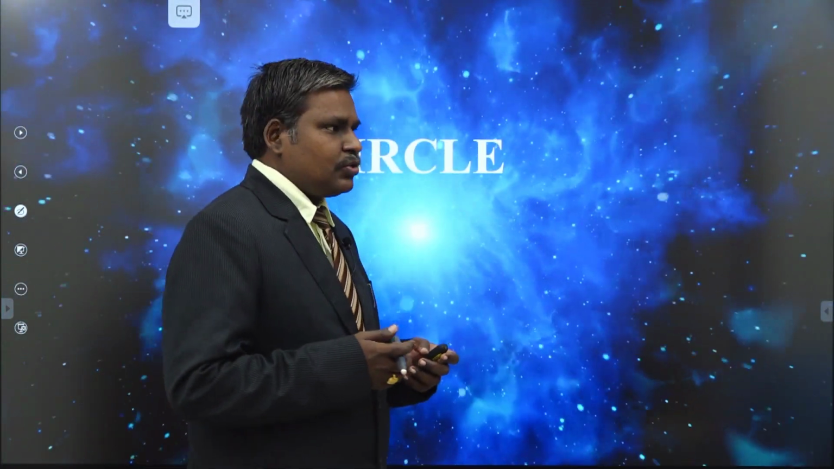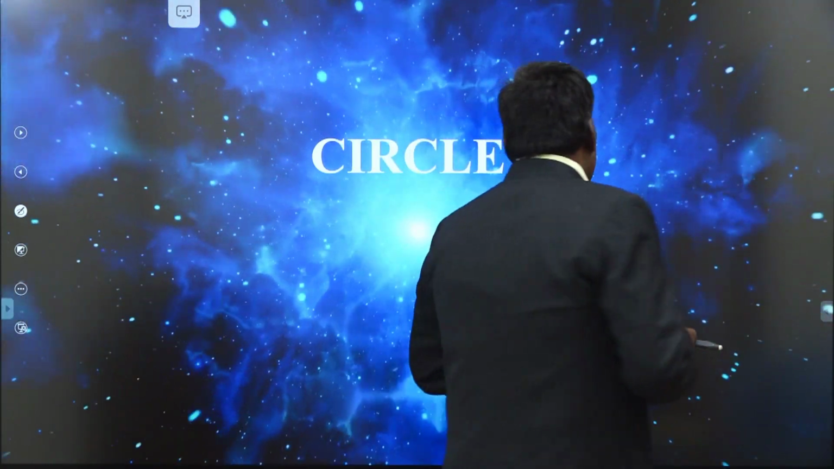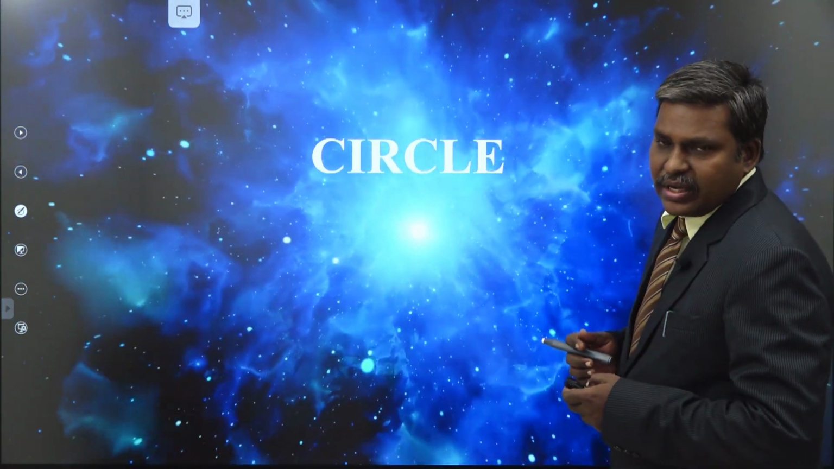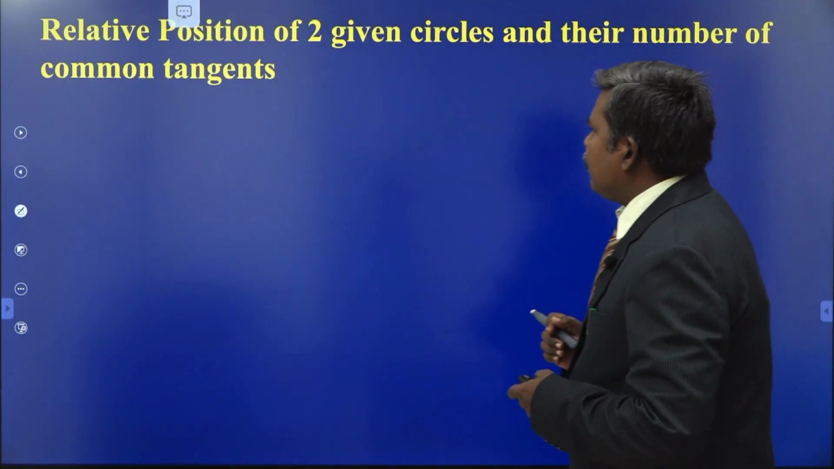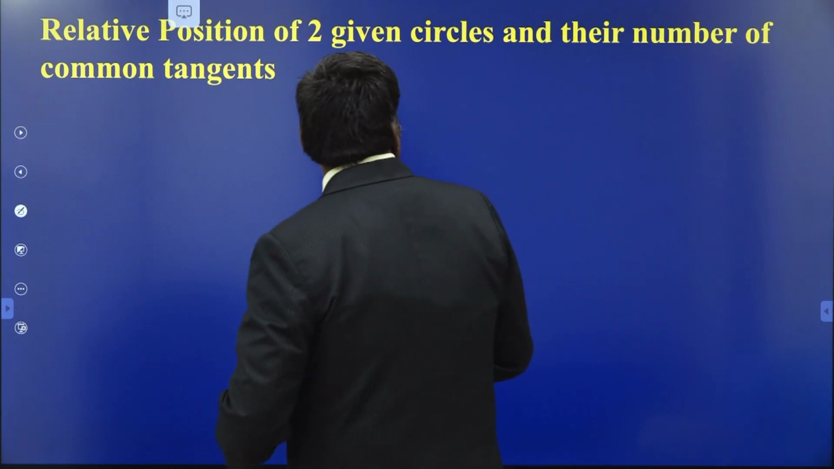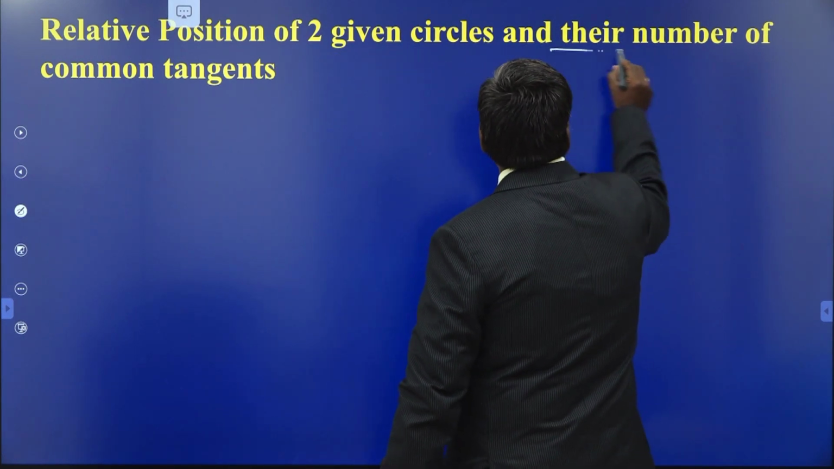Listen carefully, my dear students. This is a very important concept related to circles. Relative position of two given circles and their number of common tangents.